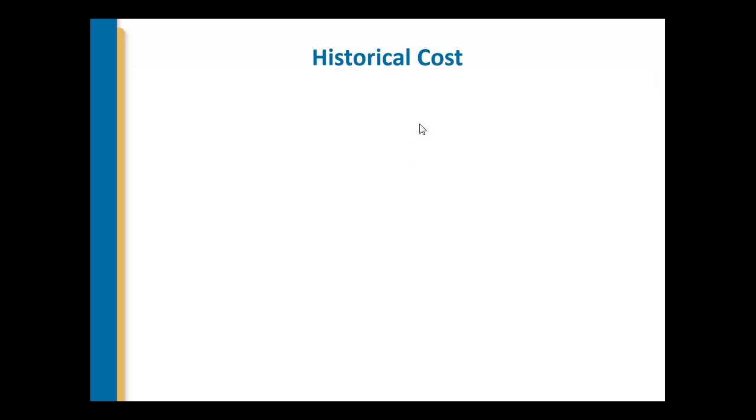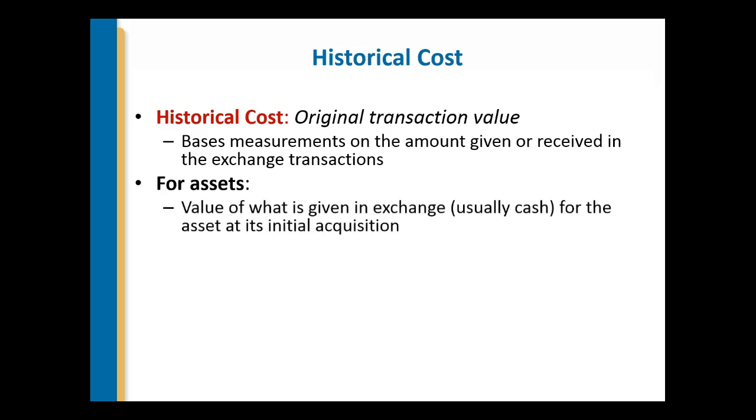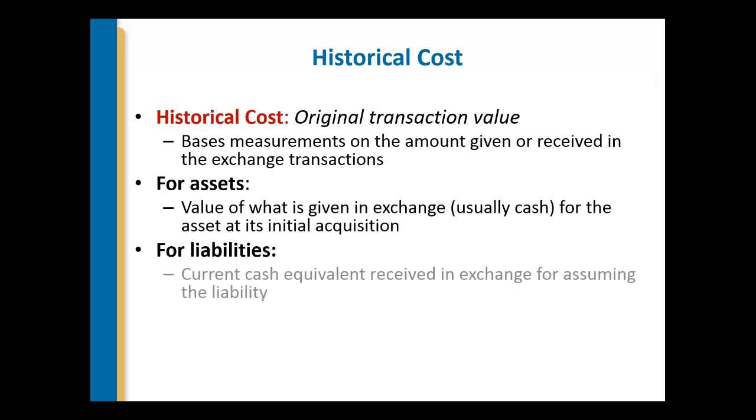So let's spend some time talking about historical cost. Historical cost bases measurement on the amount given or received in the exchange transaction, which is referred to as the original transaction value. So for an asset, historical cost equals the value of what is given in exchange, which is generally cash, for the asset at its initial acquisition.